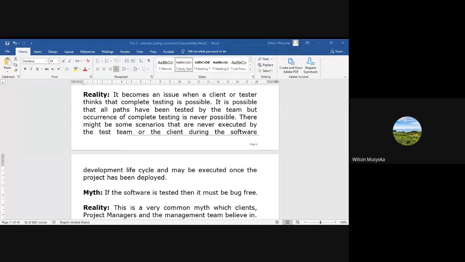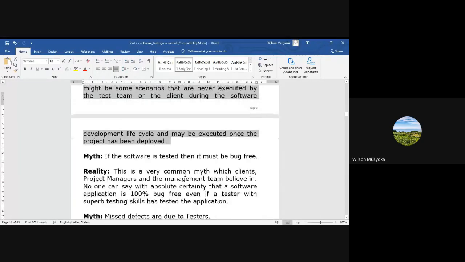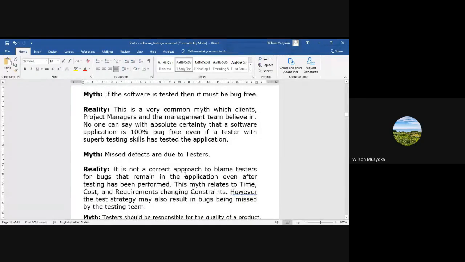Another myth is that if the software is tested, then it must be bug-free. That is a myth because any software which has been developed and put into operation will always encounter challenges, or bugs or errors may be introduced depending on how it is being used and where it is being used. So no one can say with absolute certainty that a software application is 100% bug-free, even if a tester with superb testing skills has tested the application.